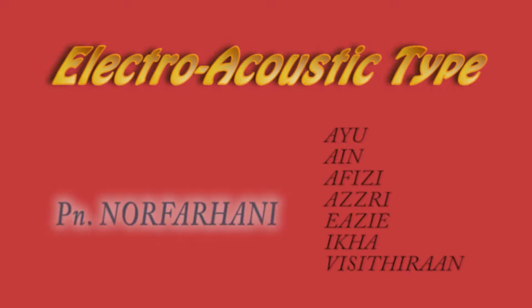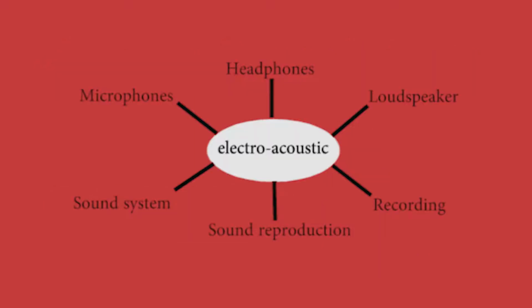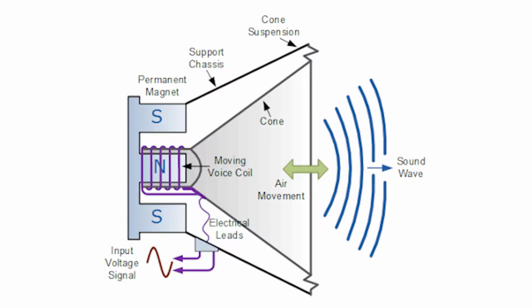Our project title is electroacoustic type. Electroacoustic system consists of 6 devices, which are microphones, headphones, loudspeaker, recording, sound reproduction, and sound system. The figure shows the loudspeaker diagram.